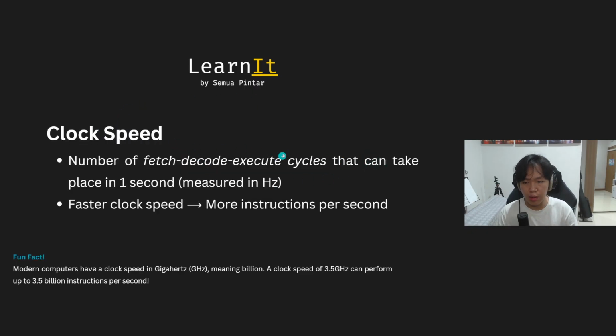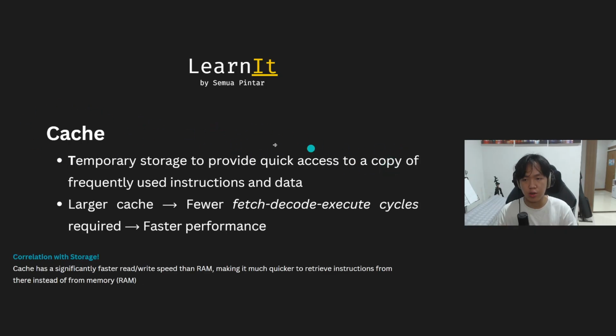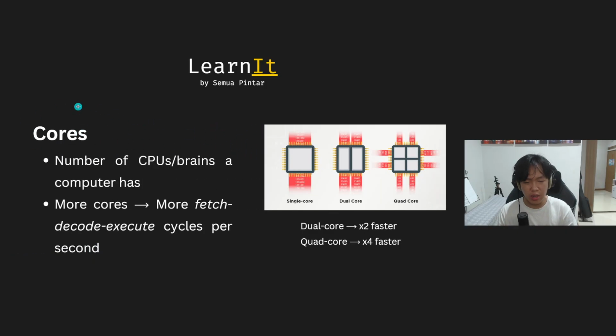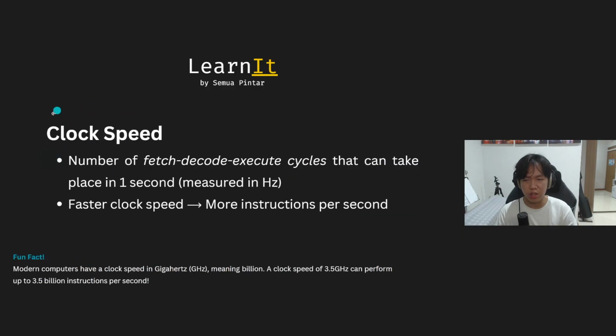So now there are 3 core components, or 3 key terms, which allow us to define how efficient or effective a CPU is. The first one is the clock speed, second one is the cache, I don't know how to pronounce it, and the third one is the core. So let's start from the clock speed. Basically, the clock speed is the number of fetch, decode, execute cycles that can take place in 1 second. We're going to discuss this later.